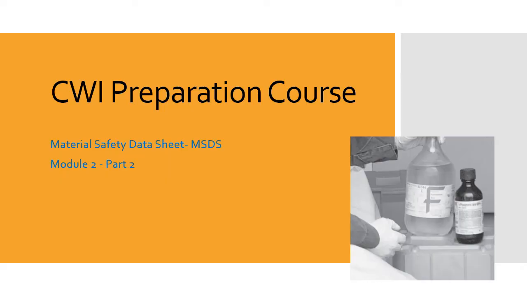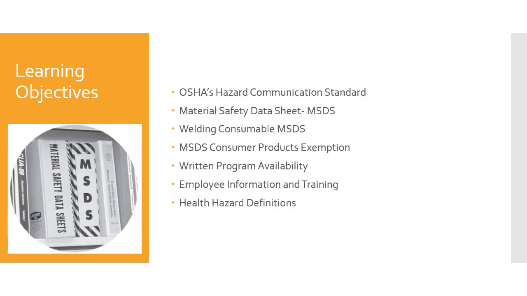Material Safety Data Sheets, MSDSs, Module 2, Part 2. Learning Objectives. OSHA's Hazard Communication Standards, Material Safety Data Sheet, MSDSs, Welding Consumables MSDSs, MSDSs Consumer Products Exemption, Written Program Availability, Employee Information and Training, Health Hazard Definitions. That's what we're going to work our way through. MSDSs and pretty much everything you need to know about them or should know about them as a welding inspector.